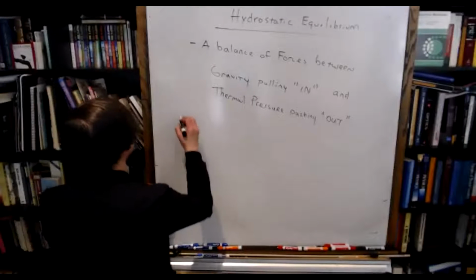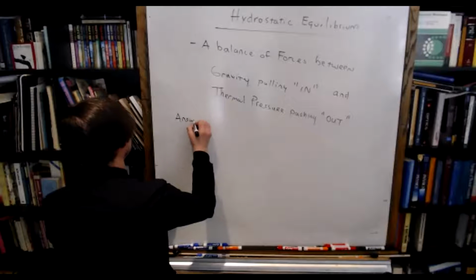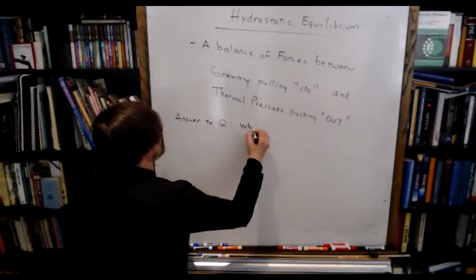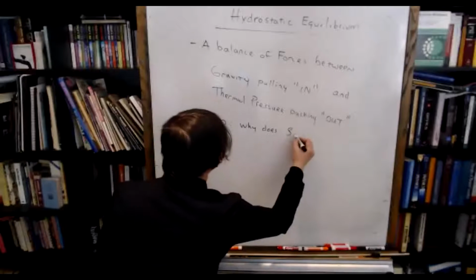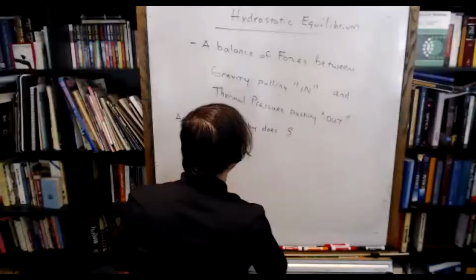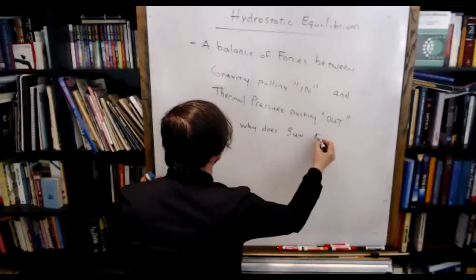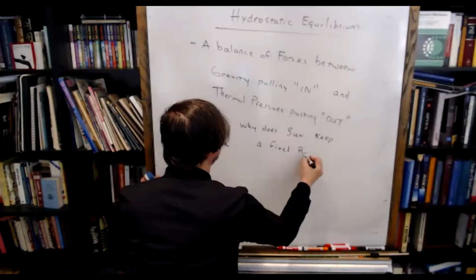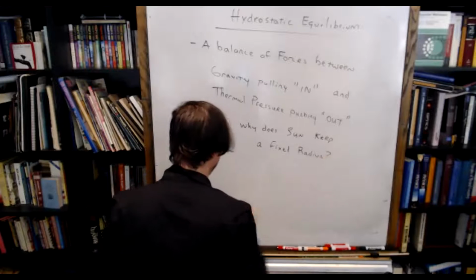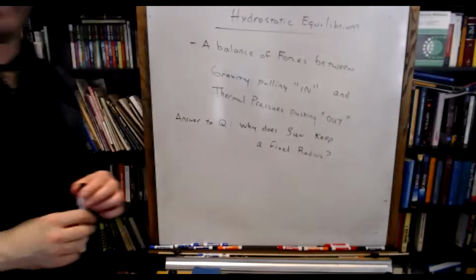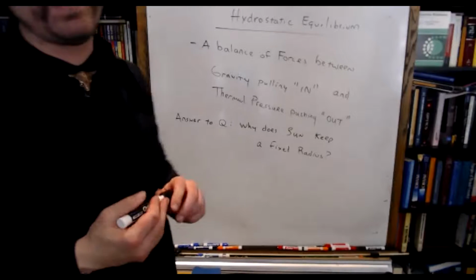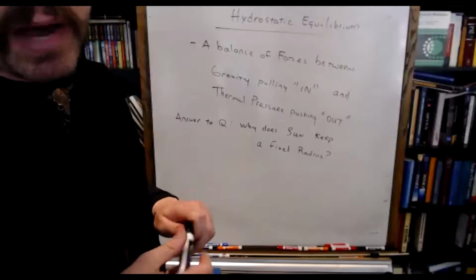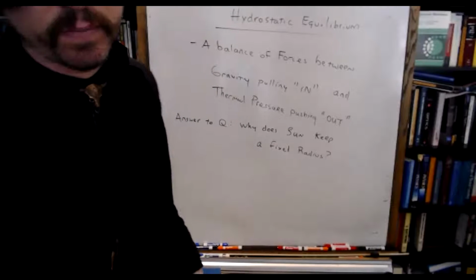And some people often phrase it as the answer to the question, why does the sun keep a fixed radius? And the more you think about that, the more you realize that that is a good question. Because if you have a bottle of perfume in a room and you open the stopper, you can smell the perfume molecules as they drift out of the bottle and through the room.